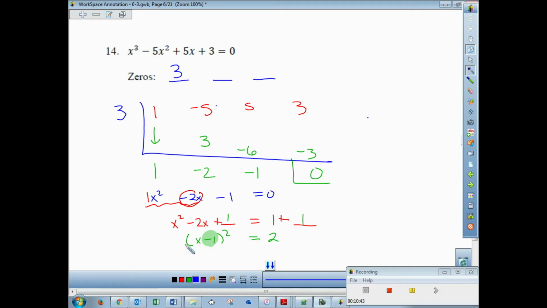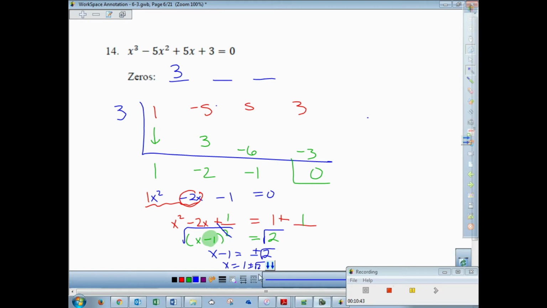Then you square root both sides. You don't have to put the radicals if you don't want to, but the square and the square root cancel each other out. And you get plus or minus the square root of 2. That's the most important part. You'll get two answers, the square root of 2 plus or minus. Then if you solve for x, you would add 1 to both sides. X equals 1 plus or minus the square root of 2.